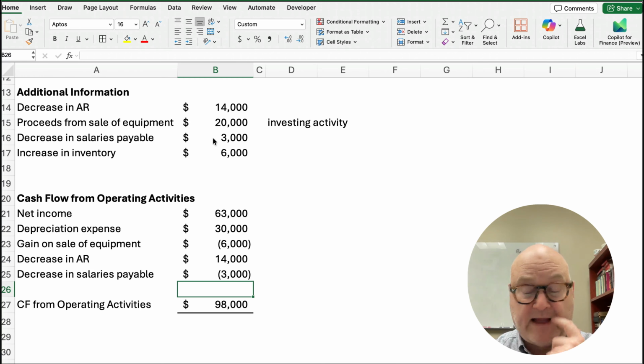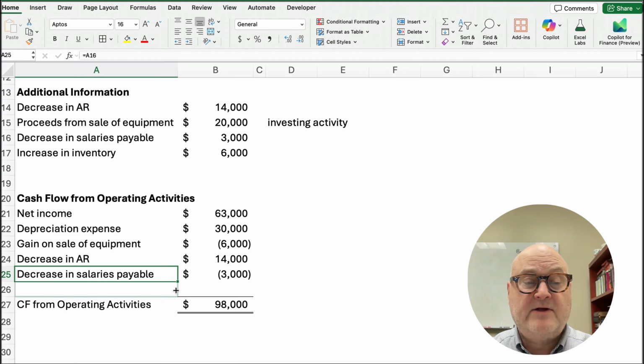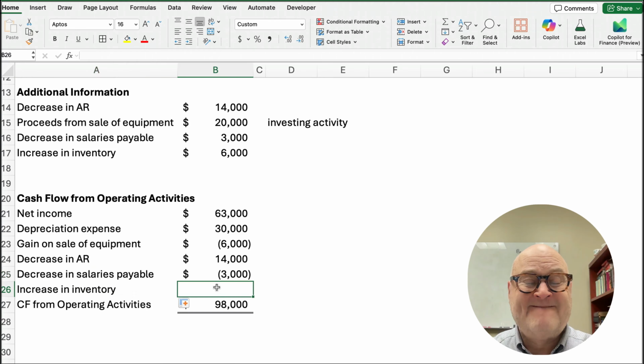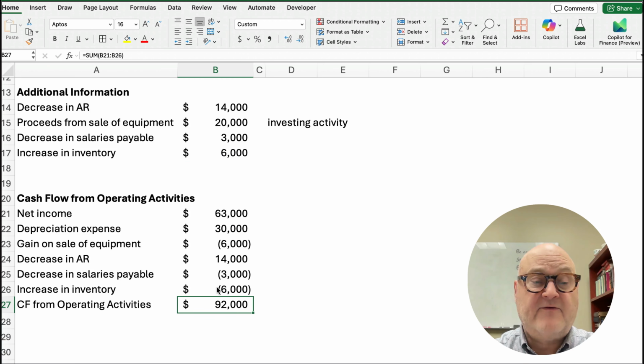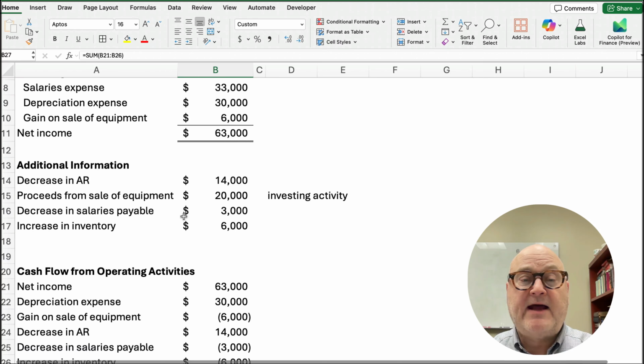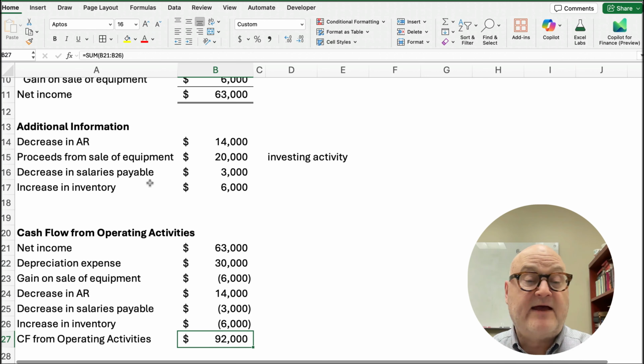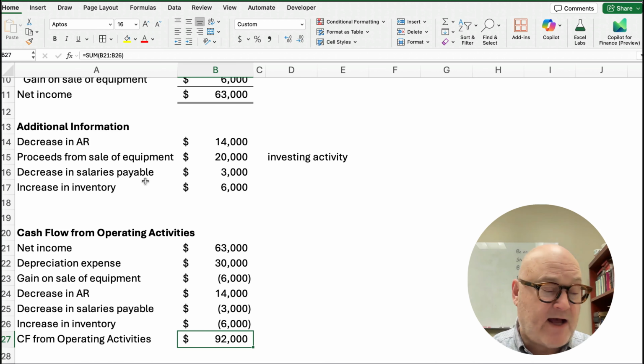Increase in inventory is our last one, so let's just copy that. Increase in inventory. And if we buy more inventory, what's the net effect to cash? Well, cash is going to go down. So we're going to say this is going to be a negative 6,000. So therefore, our cash flows from operating activities is going to be 92,000 when our net income is 63,000. So that's how you do the operating activities section using the indirect method.